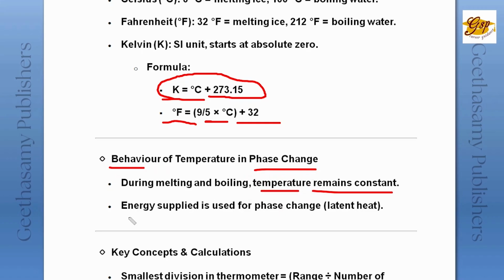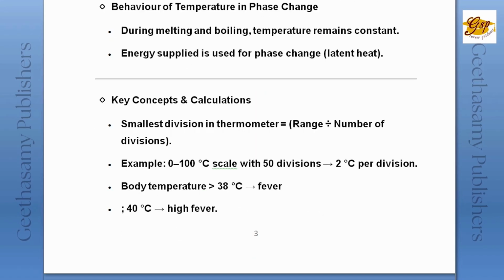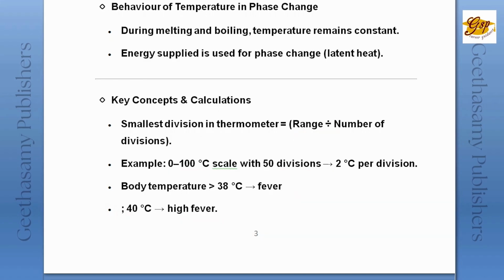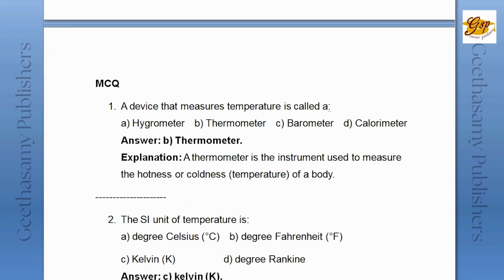Behavior of temperature and phase changes: during melting and boiling, temperature remains constant. The energy supplied is used for the phase change; that's latent heat. Key concepts and calculations: the smallest division of a thermometer is the range divided by the number of divisions. Example, a 0 to 100 degrees centigrade scale with 50 divisions gives 2 degrees centigrade per division. Body temperature more than 38 degrees is a fever, and 40 degrees is a high fever.